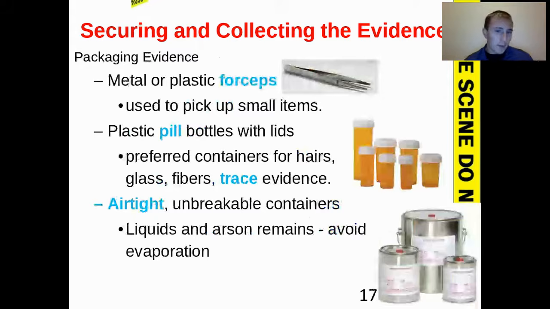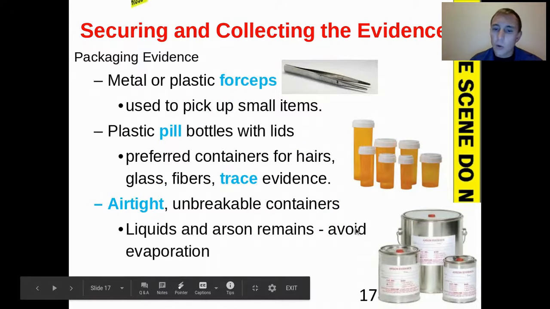So forceps for picking up small items, plastic pill bottles for containing small bits of evidence that we want to make sure don't get damaged. And then finally, those airtight metal containers. Now, again, that's only going to be for liquids for our examples in here.